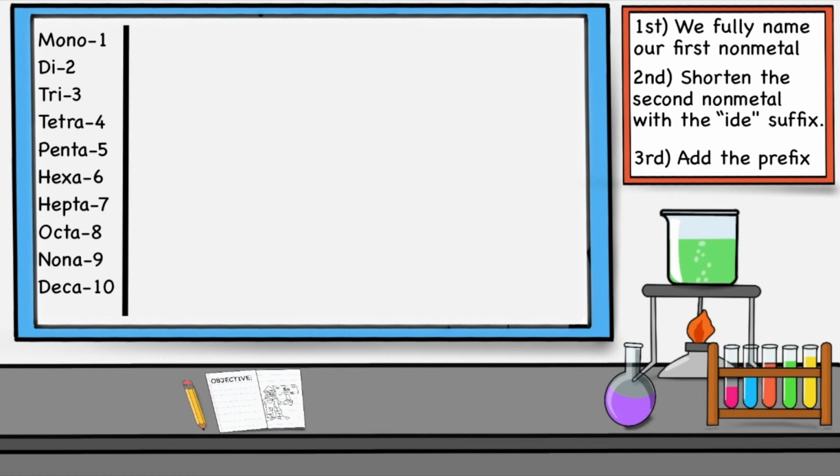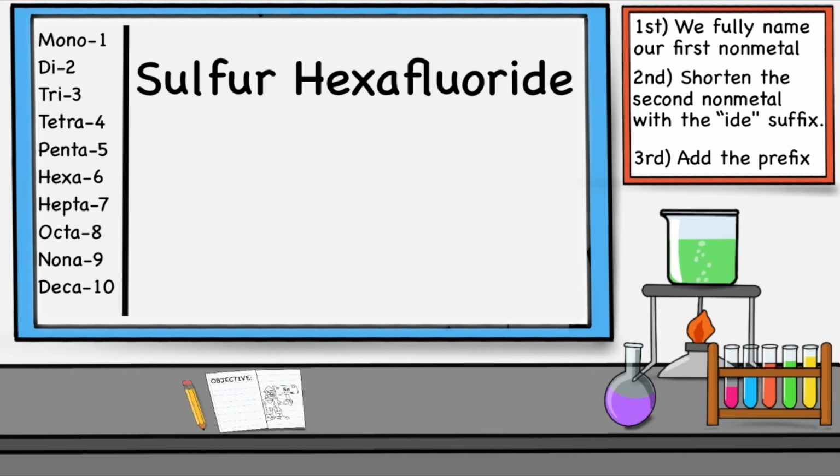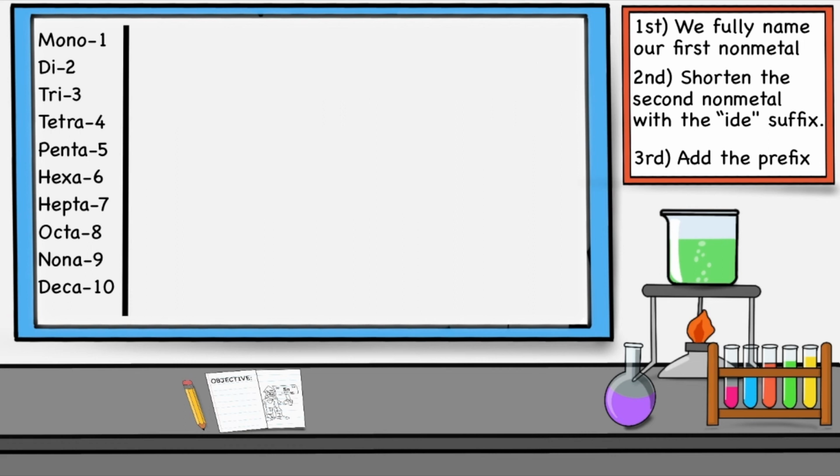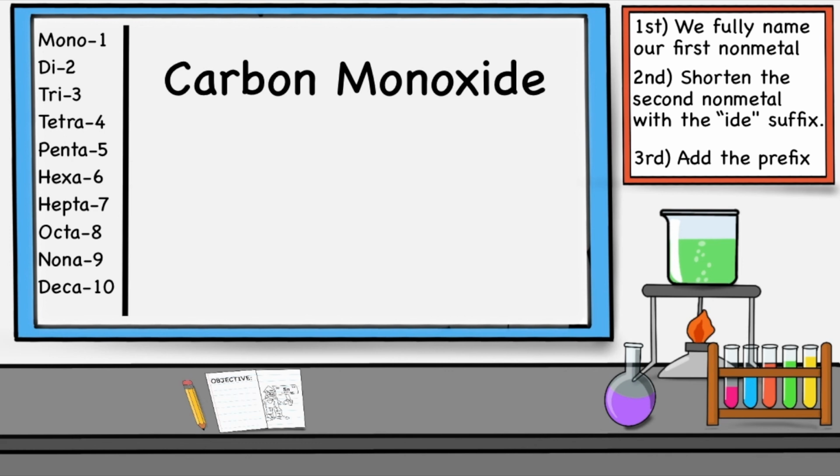Now our next one, sulfur hexafluoride. Once again we have sulfur, S, and fluoride is fluorine, so it's F. So we have S and F. Hexa tells us that there are 6 fluorines, so it's SF6. Our next one is carbon monoxide. C for carbon, O for oxygen. Mono means 1, so I don't have to put anything down, so it's just CO.